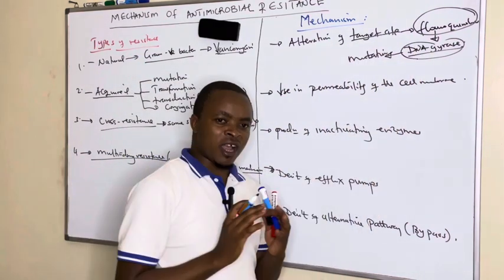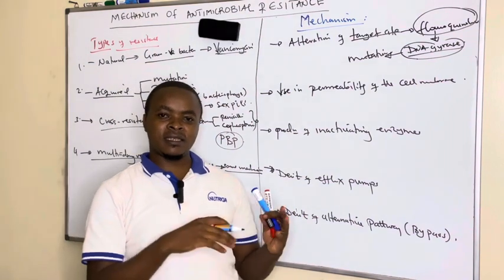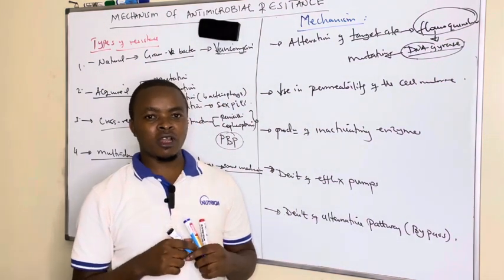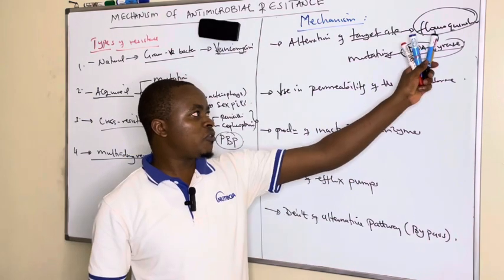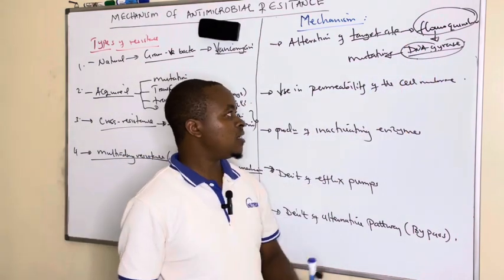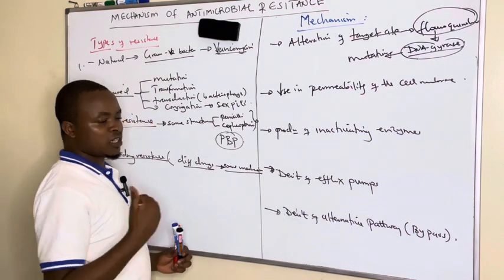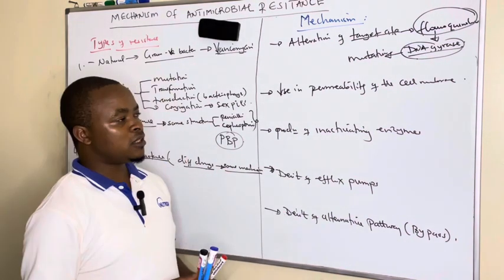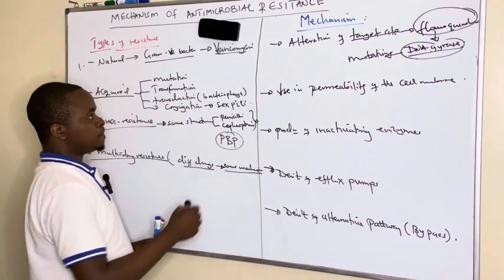Target site, if a drug was targeting some site and there is mutation or change in genetic makeup, it will no longer respond. And an example is the fluoroquinolones that target DNA gyrase. So any mutation that occurs on the DNA gyrase, it can no longer recognize it and it becomes resistant.